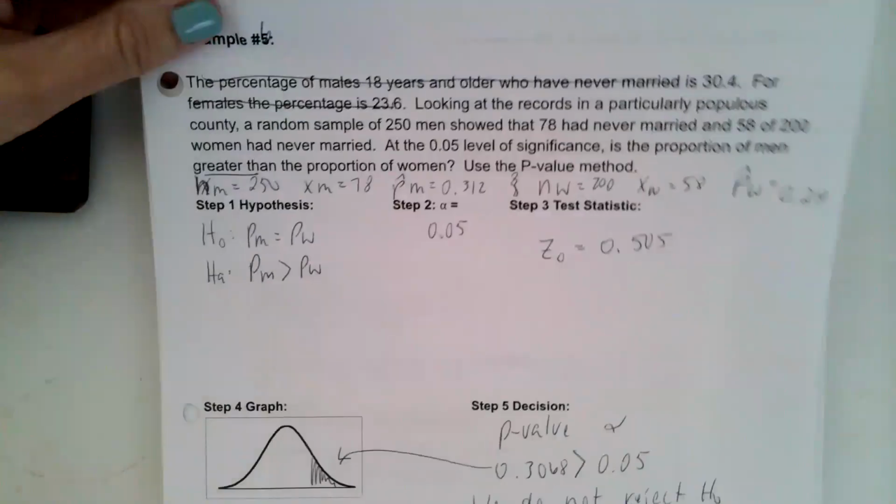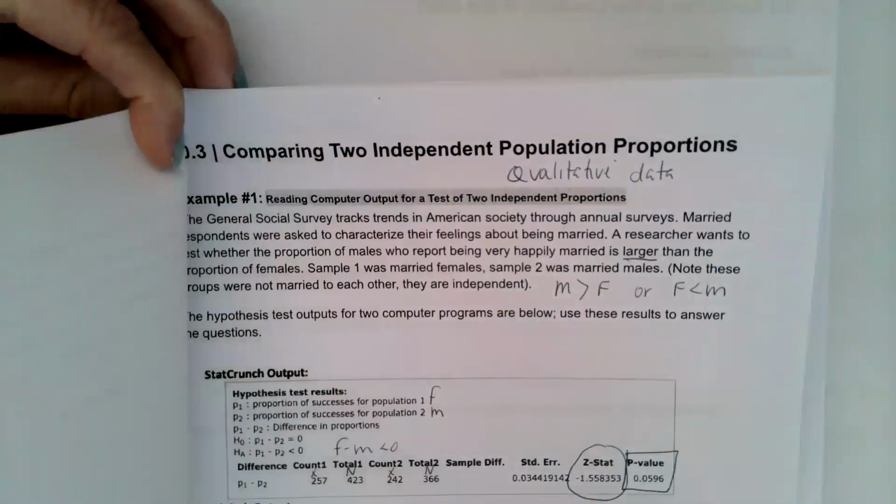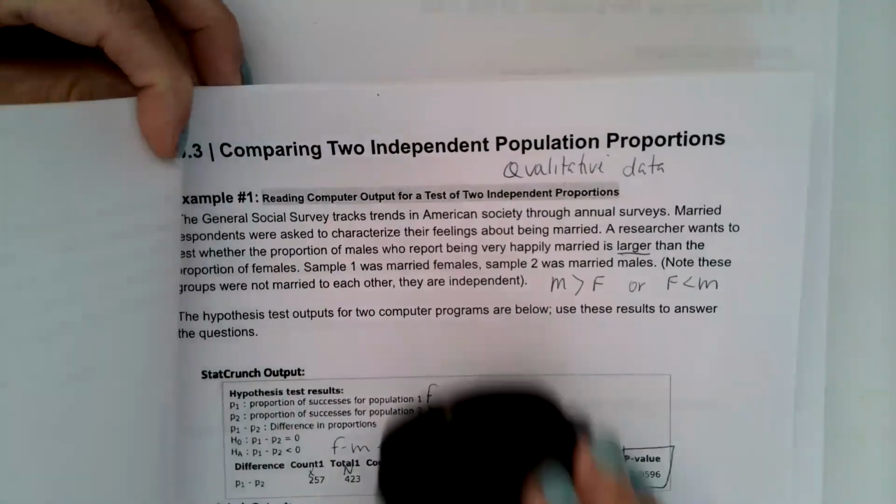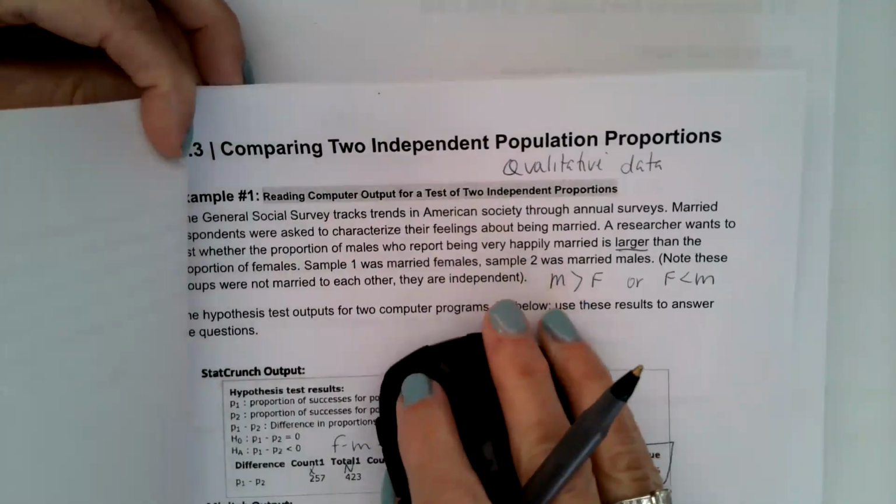And that wraps up lesson 10.3 on two proportions. So that's what we just worked on, comparing two independent population proportions. Catch me back for another video.